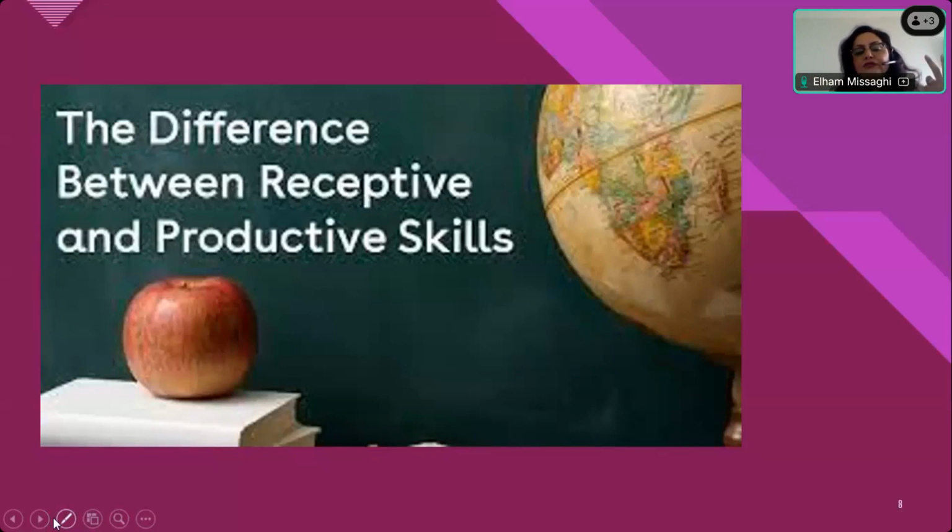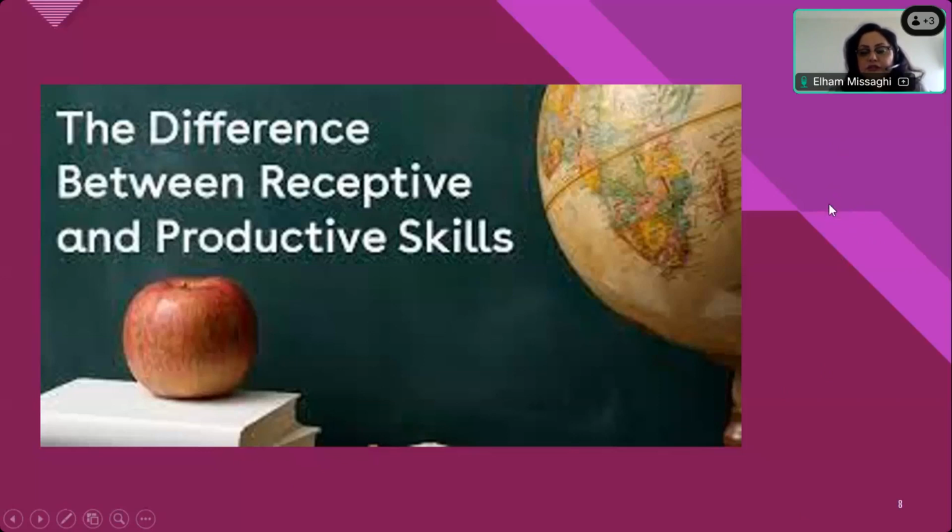Okay, so we have two skills in language, receptive and productive. Who can tell me what's the difference between receptive and productive? Receptive skills and productive skills. What's the difference? Any ideas? Yeah, sure. May I?